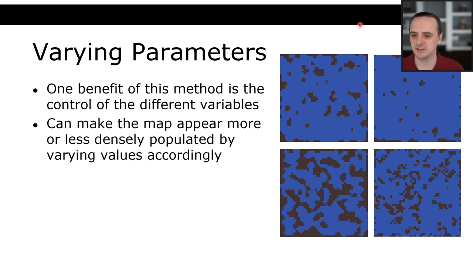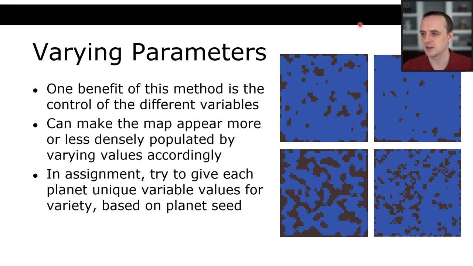So we can make the map appear more or less densely populated by varying values accordingly. So in the assignment, what I want you to do is to give each planet unique values for variety based on the planet's seed. Okay, so here is the demo for that.